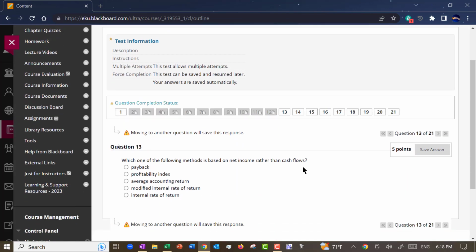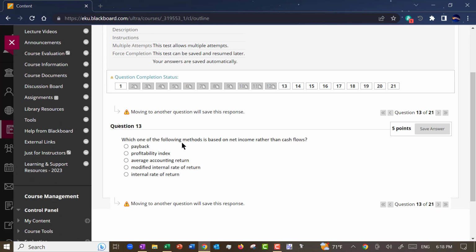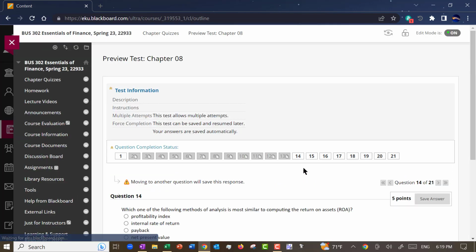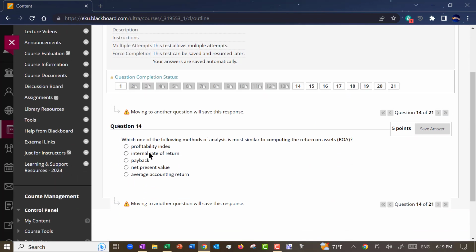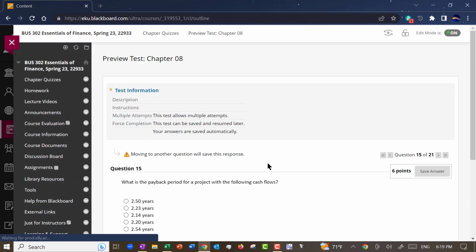Which one of the following methods is based on net income rather than cash flows? That's the only one, average accounting return. Which one of the following methods is most similar to computing return on assets? That's also average accounting return. I don't know why we had that many questions on that. All right, let's do some problems now.